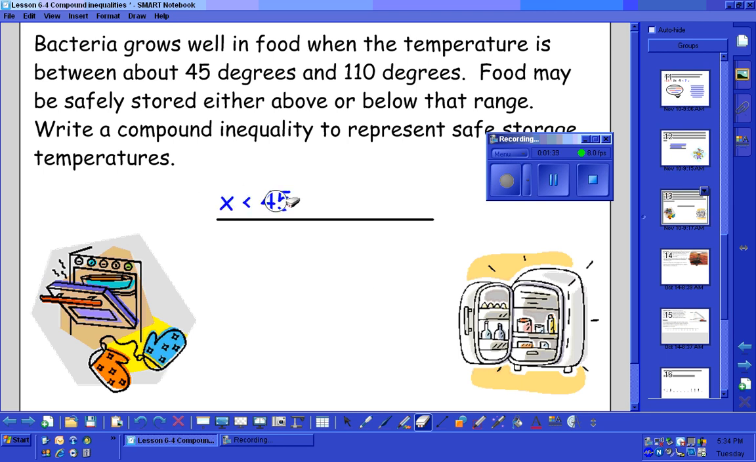Well, we know that the temperature could be below 45, think refrigerator. And we know that the temperature could be above 110, think heat lamps at McDonald's. What word would we use to join these inequalities? Well, obviously it can't be both things at the same time. It would have to be one or the other.